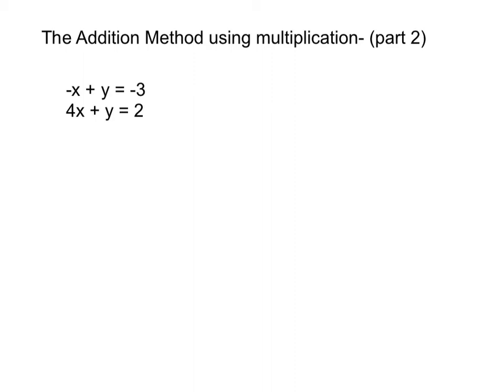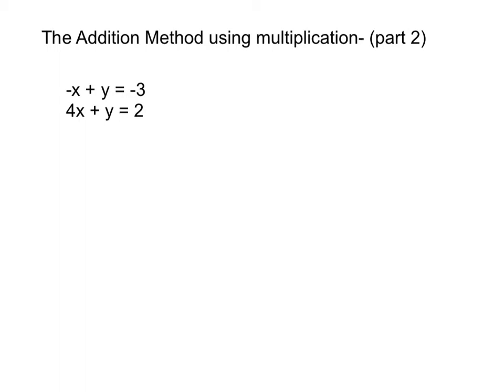But if you look at this system of equations, here it is. Negative x plus y equals negative 3. 4x plus y equals 2. The first thing we have to look at is to make sure everything is lined up. X's, y's, equal sign, and our numbers. Everything is lined up. The problem is, if you add these together, you would get 3x plus 2y equals negative 1. In this system of equations, adding the two equations does not eliminate either variable.